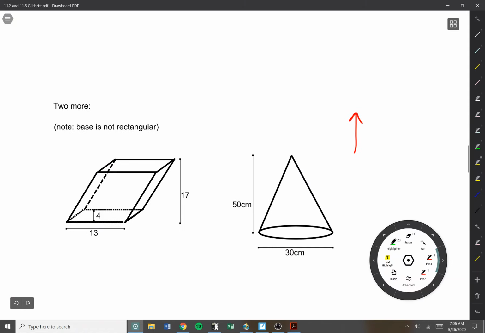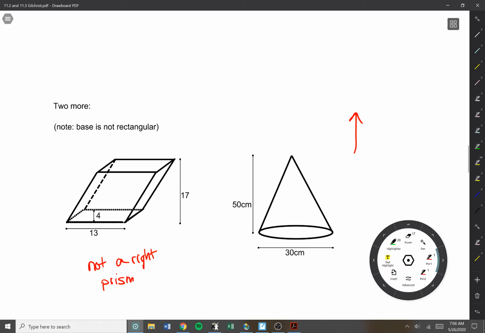But this here is not going to be called a right prism. It's got a slant. The fact that this is slanted means it's not a right prism. The volume doesn't actually change at all, though. The calculation is going to be the same.